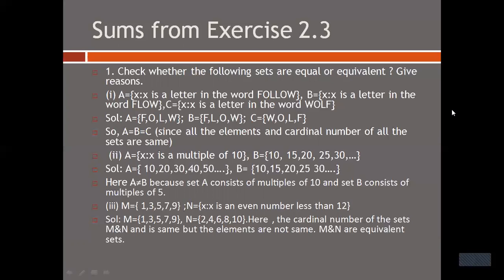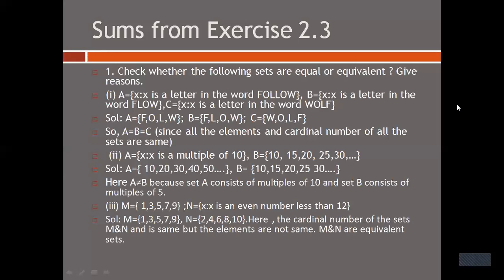Second one, A is equal to {x such that x is a multiple of 10}. B is equal to {10, 15, 20, 25, 30, etc.}. So let us write set A in roster form. Set A is equal to multiples of 10, that is {10, 20, 30, 40, 50, etc.}. B is equal to {10, 15, 20, 25, 30, etc.}.